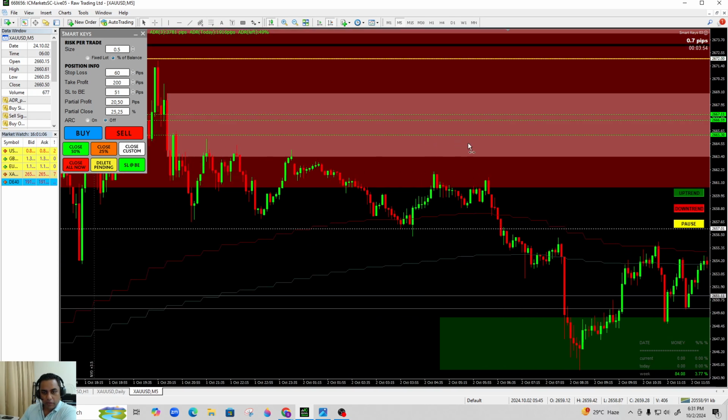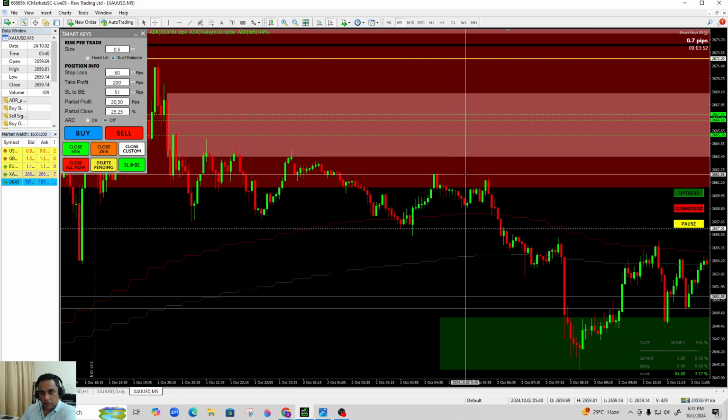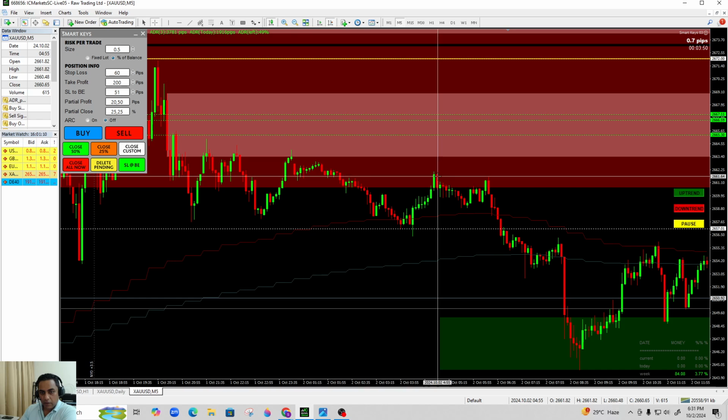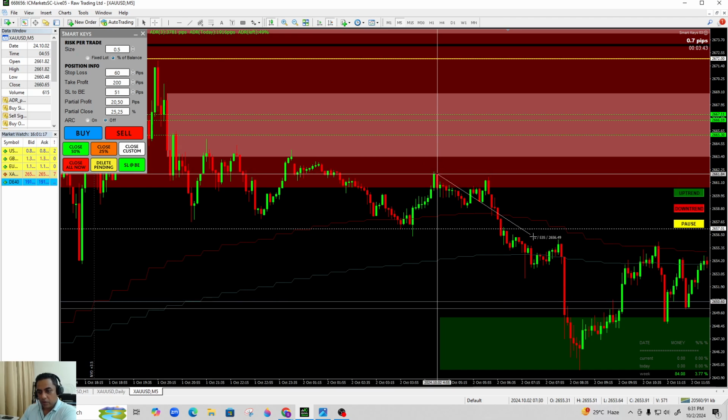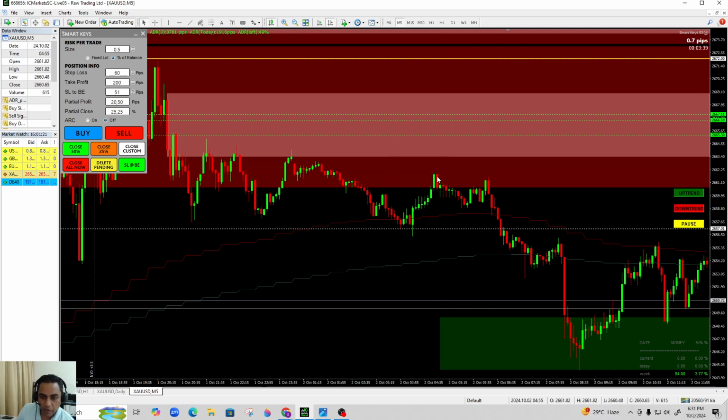Once we get there, we should come and take out this high as well here. It's in the Asian session. Should come up here, 100 pips away, and take out this high.